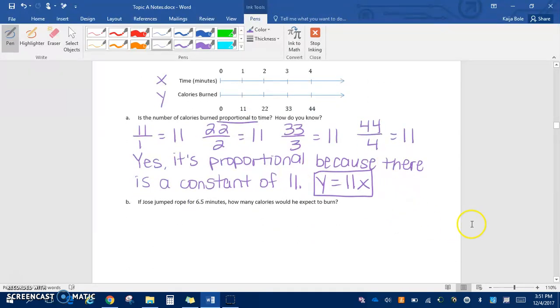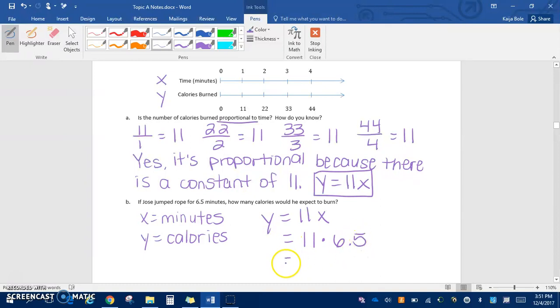Now part B says, if Jose jumped rope for 6.5 minutes, how many calories would he expect to burn? We know that x equals minutes from our visual above, and y equals calories. We're going to use our equation that we just wrote, y equals 11x. He jumped rope for 6.5 minutes, so we plug that in for x. We'd have 11 times 6.5. When you plug that into the calculator, you get 71.5, and this would be calories. That is your answer.